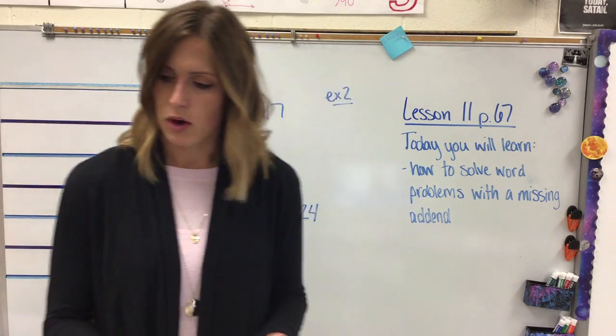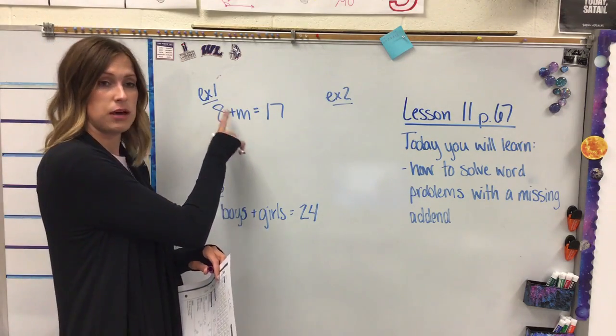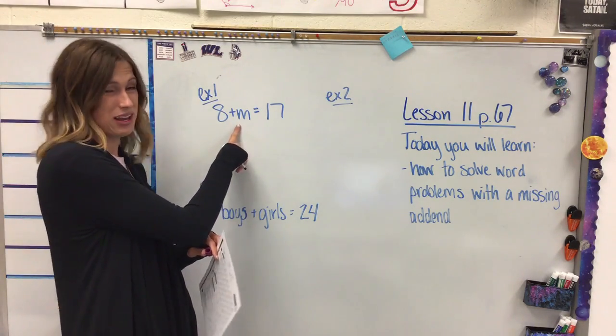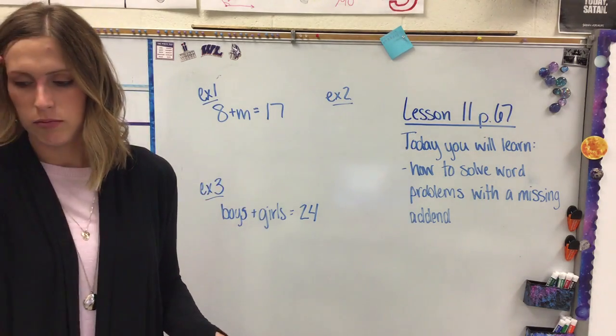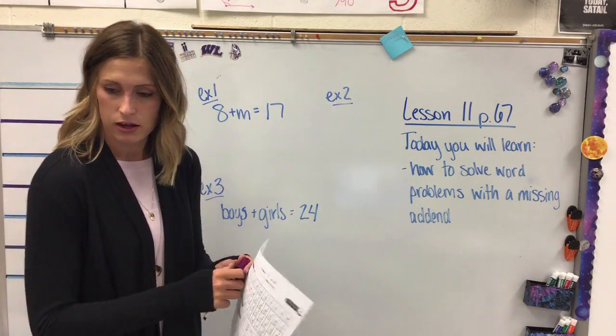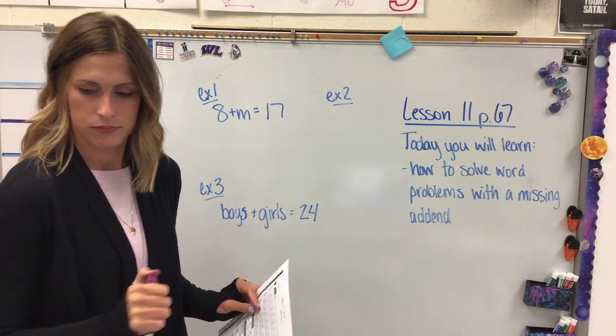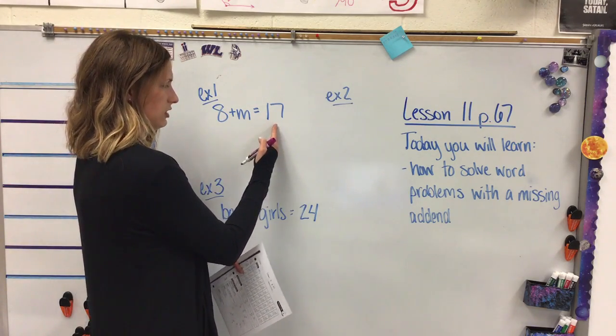Example 1 says Walter had 8 marbles. Then Lamont gave him some more marbles, right? We don't know how many, we just know he gave him some more. Walter has 17 marbles now. Now he's got 17. How many did Lamont give him? So we've got some plus some more equals 17.